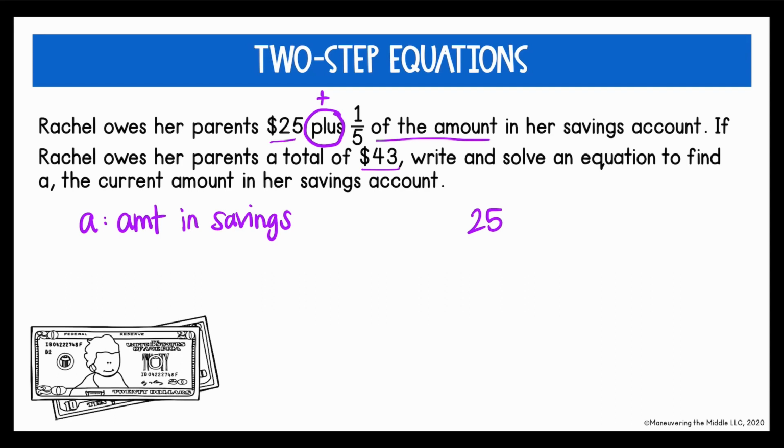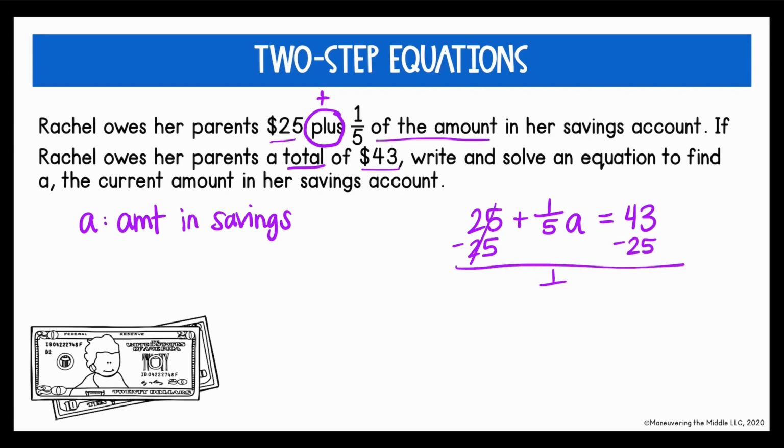Think about the word of. If I go to the store and buy 10 of something, I'm going to multiply the price by 10. So typically of means that we're going to need to multiply. So to find 1/5 of the amount in her savings, we would multiply 1/5 times the amount in her savings. We know that those together give us the total that she owes her parents of $43. So now we have our equation and we can solve for A. Our first step is to remove the constant or subtract 25 from both sides. 1/5 A now equals 18.